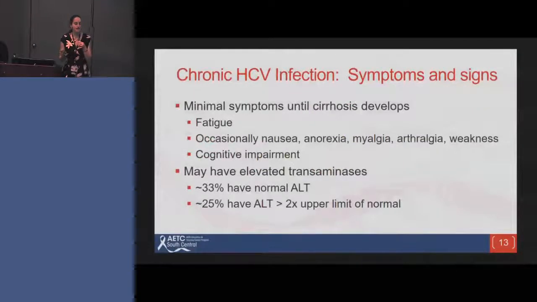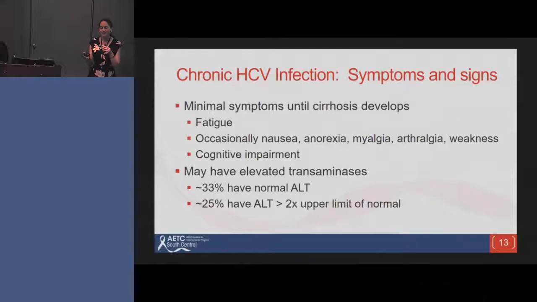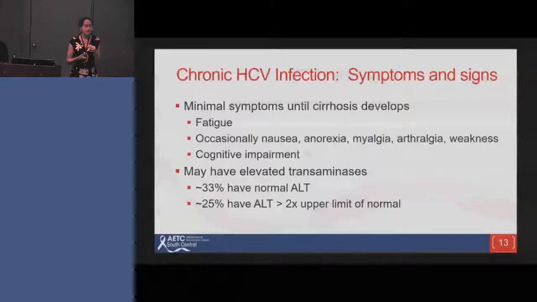So what about chronic hepatitis C infection? Well, typically we think of this as asymptomatic, although if you really probe people, you can see that they'll attest to having some fatigue. They'll occasionally have some joint pain, some nausea, anorexia, muscle aches, arthralgias. And there's this poorly defined cognitive impairment that they may also endorse.